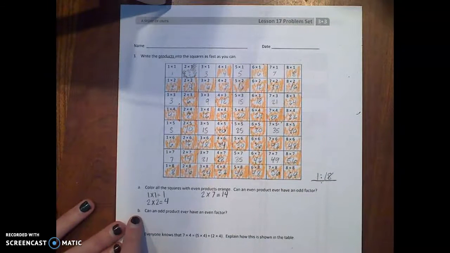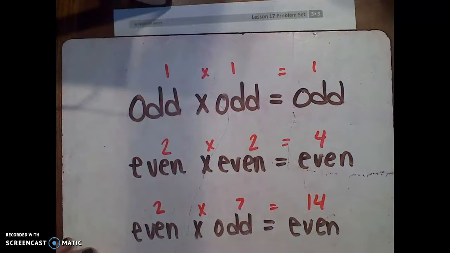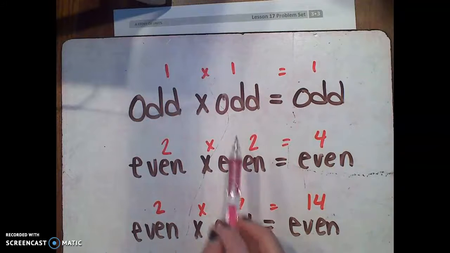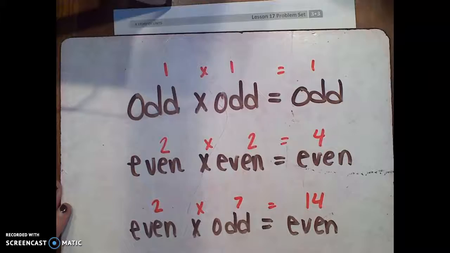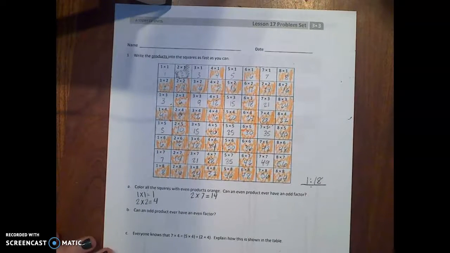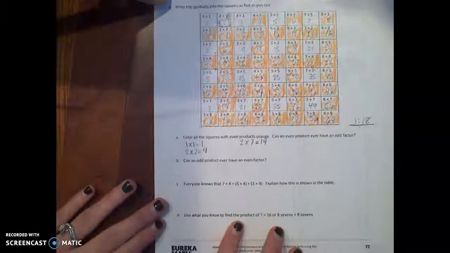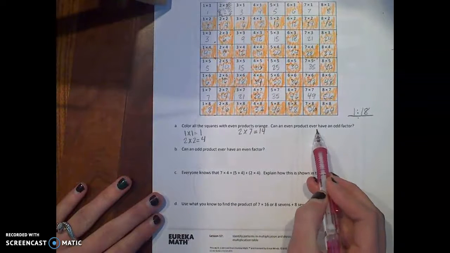Now, let's look at part B. Can an odd product ever have an even factor? Well, let's look here. Odd product, it's my only odd product. Are either of those even? They sure aren't. So can an odd product ever have an even factor? All right, let's go ahead and take a pause here. Make sure you answer part A and part B.